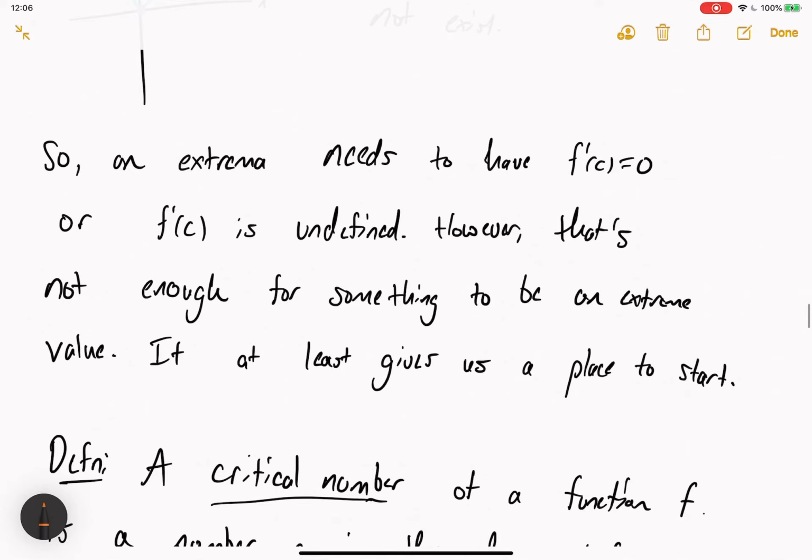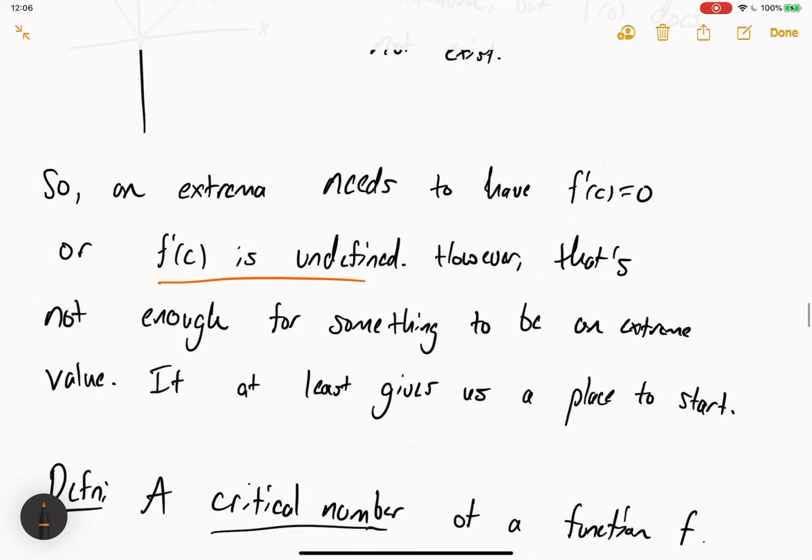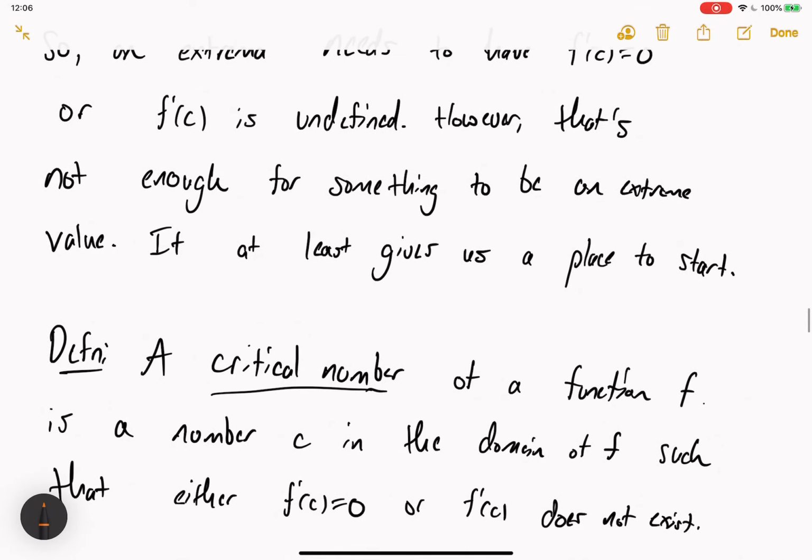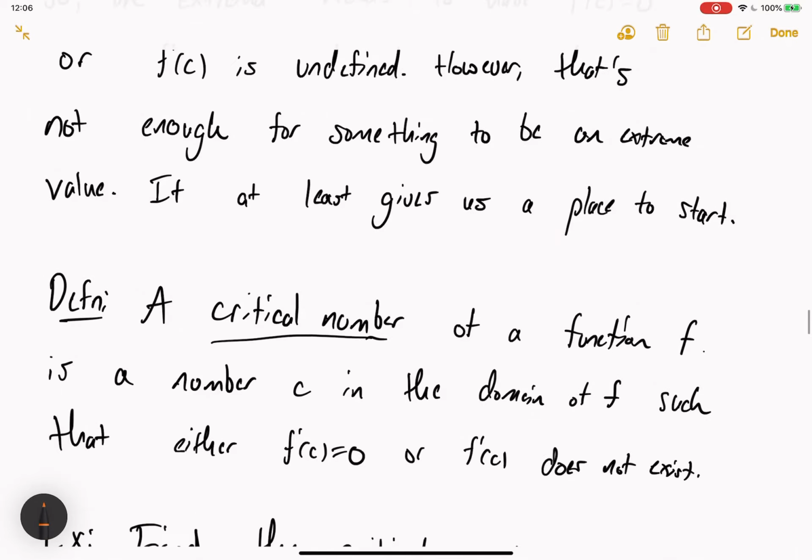So one of the key things we've learned so far is that an extremum needs to have f prime of c equal to 0, or f prime of c undefined. However, that's not enough for something to be an extreme value. It's pretty nice, but it's not exactly one of the things that we need to have. In certain situations it's true and it will tell us some information, but it's not guaranteed. Again, it's still helpful, and it still gives us at least a place to start.